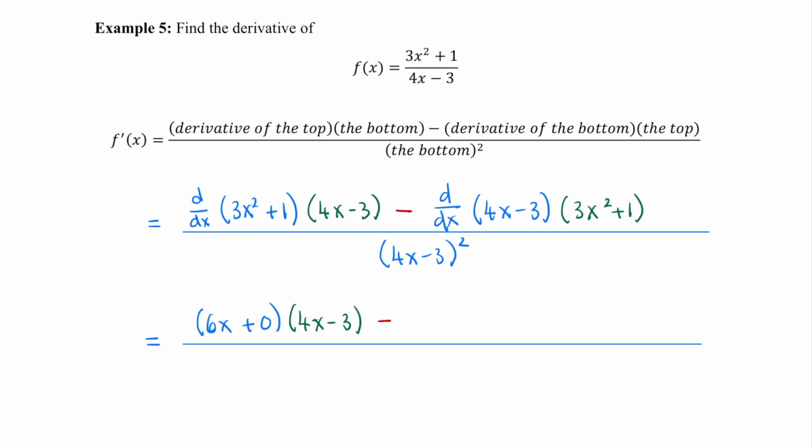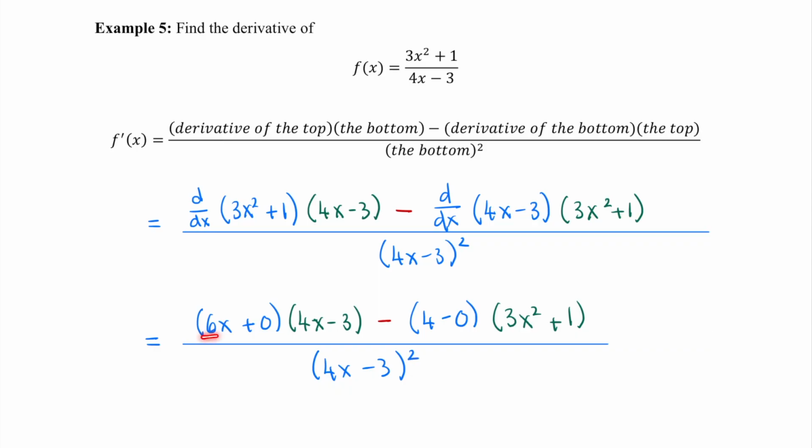minus. To find the derivative of 4x minus 3, we need to take the derivative of 4x and the derivative of 3 separately. The derivative of 4x is 4, and the derivative of 3 is 0. So I have 4 minus 0, multiplying by 3x squared plus 1, over 4x minus 3 squared.